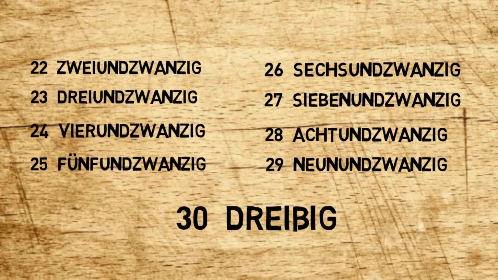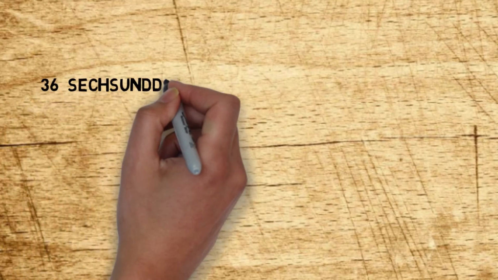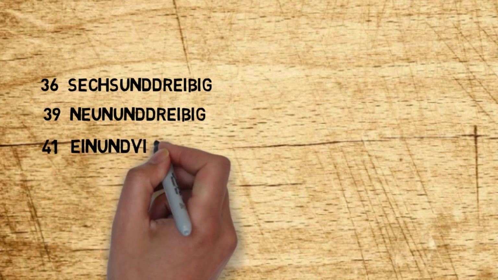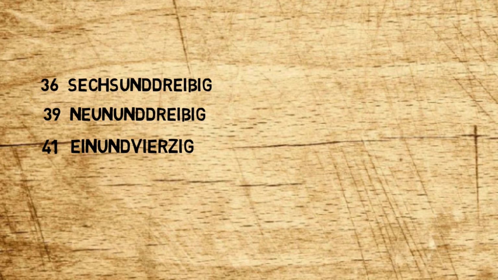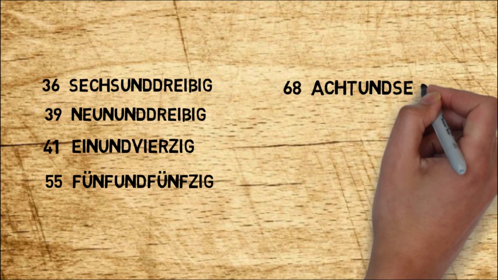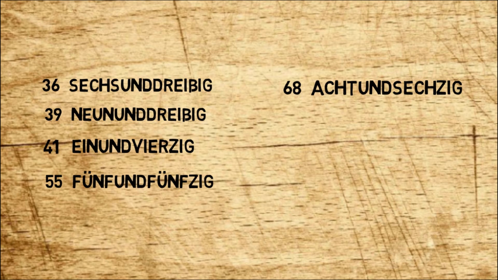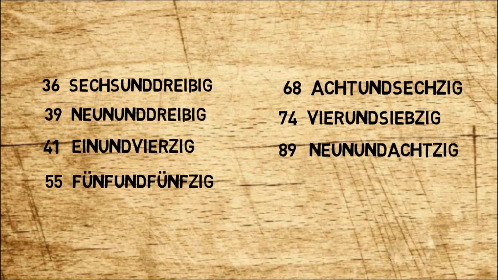Now let us check out some random numbers. Even though I cannot hear you, please try to guess the answer. So the first one is here, 36. 39. Sehr gut. It is 39. 41. 55. 68. 74. Sehr gut. 89. Super. 89. And the last one is 97. Yes, you're absolutely correct. Sieben und neunzig.